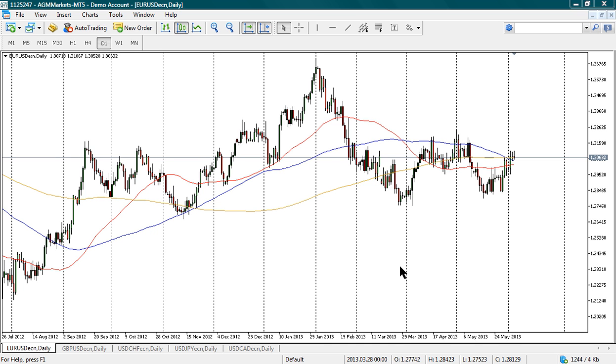What we'll do today is go through some technical analysis on Euro dollar, cable, dollar Swiss, dollar yen and dollar CAD.